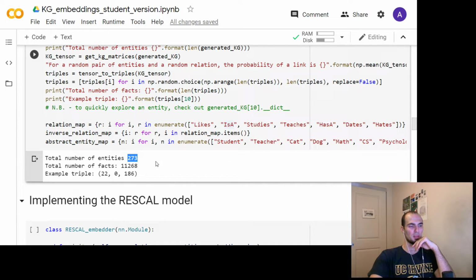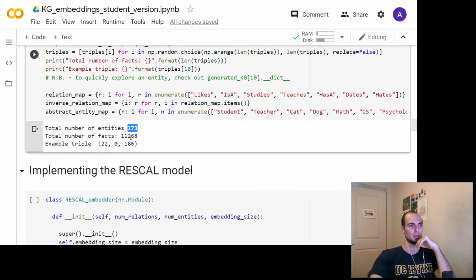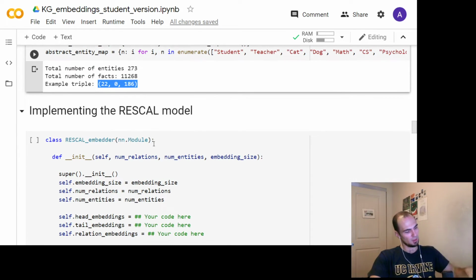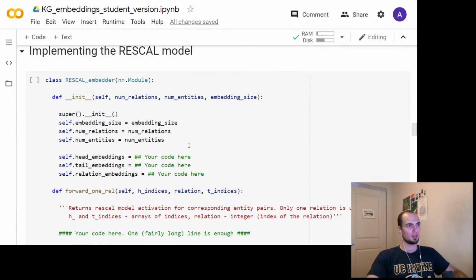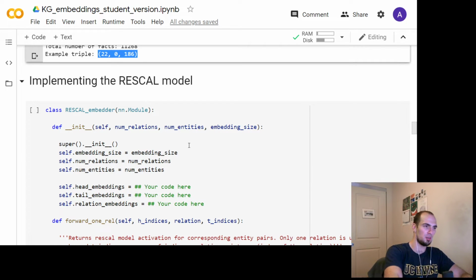The total number of entities is fairly small, it's 273. Definitely it can be way higher. The total number of facts is noticeable, but again, not huge. And that's just an example triple. It's just 3 numbers. So let me know if the representation is clear or if it's confusing. And again, if it is confusing in any way, feel free to stop me and ask questions. So now here comes the key part of implementing this kind of model.